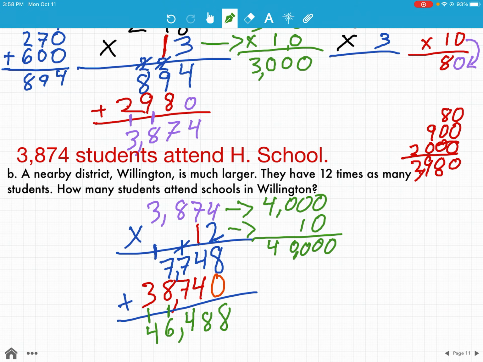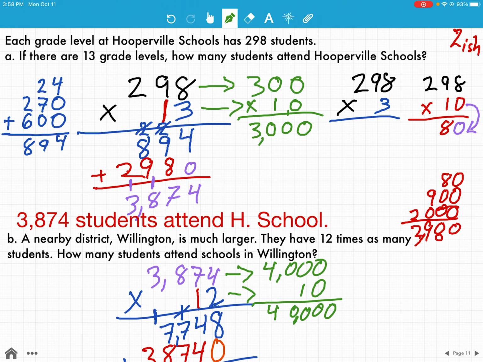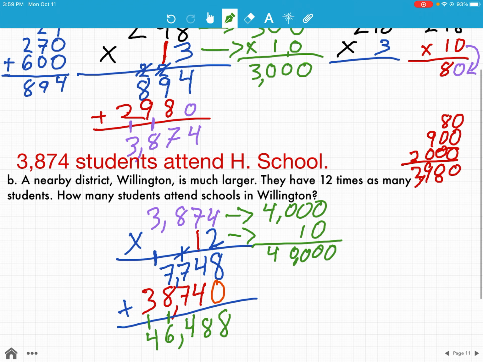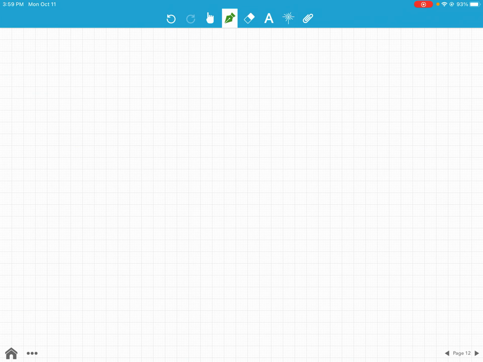Okay? So let's say we could change this wording to the nearby district, or the Hooperville schools has the same amount of students for 12 years. How many passes will, oh sorry, how many yards will he pass for in his career? How many students will they have in the 12 years? So it's the same idea there. All right, let's go to the next one.